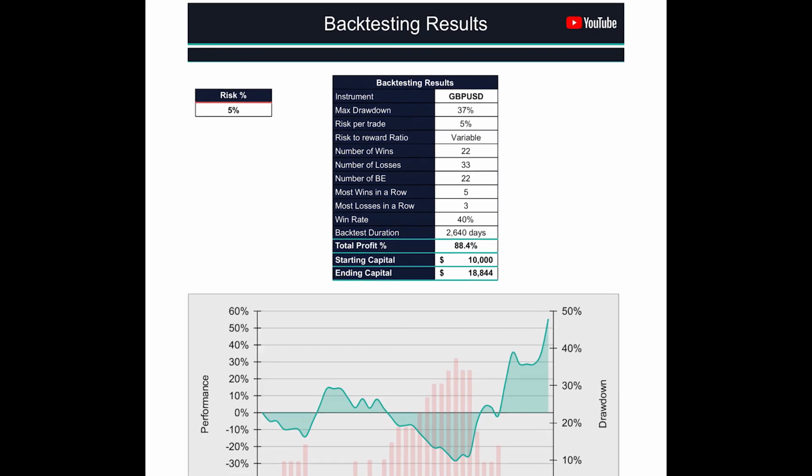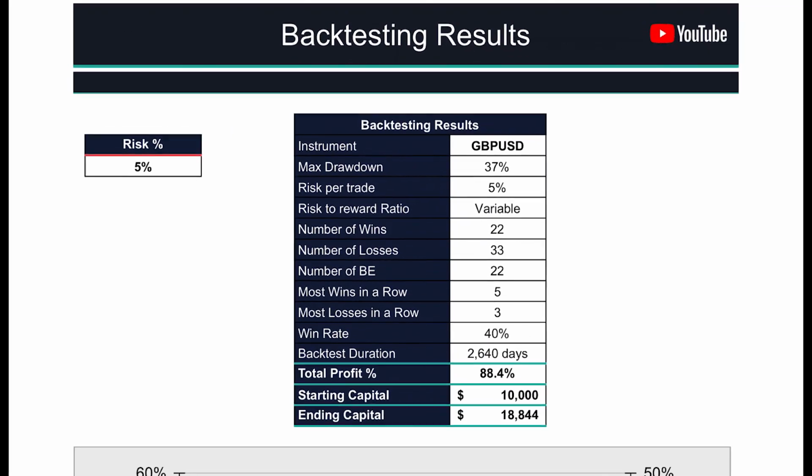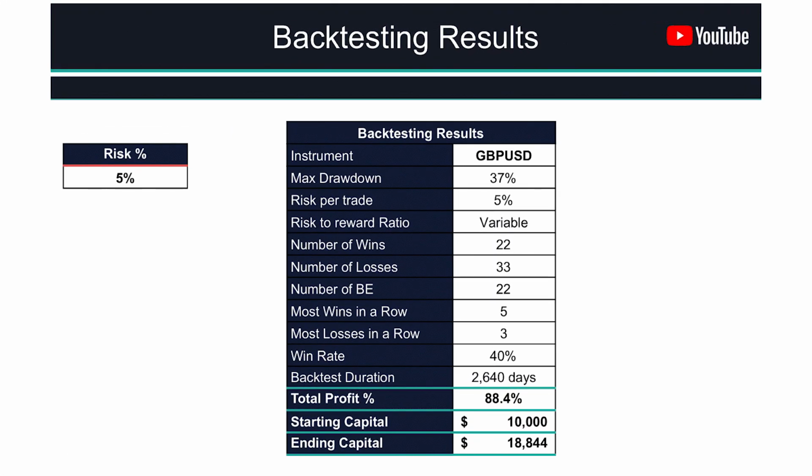So there you go, guys. The results on GBP USD. We had a maximum drawdown of 37%. We were risking 5% per trade with a variable risk to reward ratio. We had 22 wins, 33 losses, and 22 break-even trades. We had a maximum of 5 wins in a row and 3 losses in a row.